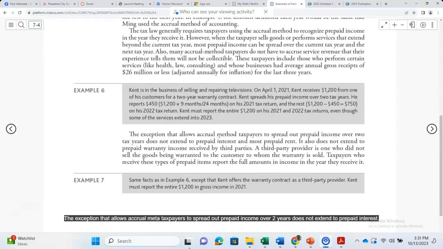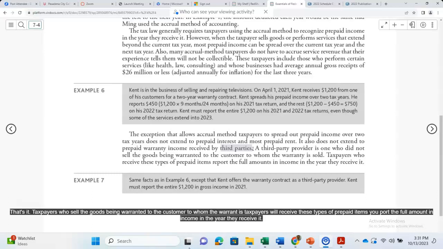The exception that allows accrual method taxpayers to spread out prepaid income over 2 years does not extend to prepaid interest and most prepaid rent. It also does not extend to prepaid warranty income received by a third party. So that was what I was trying to refer to, third party. A third party provider is one who did not sell the goods being warranted to the customer to whom the warranty is sold. So it's sold by another company, not the seller of the TVs, let's say.